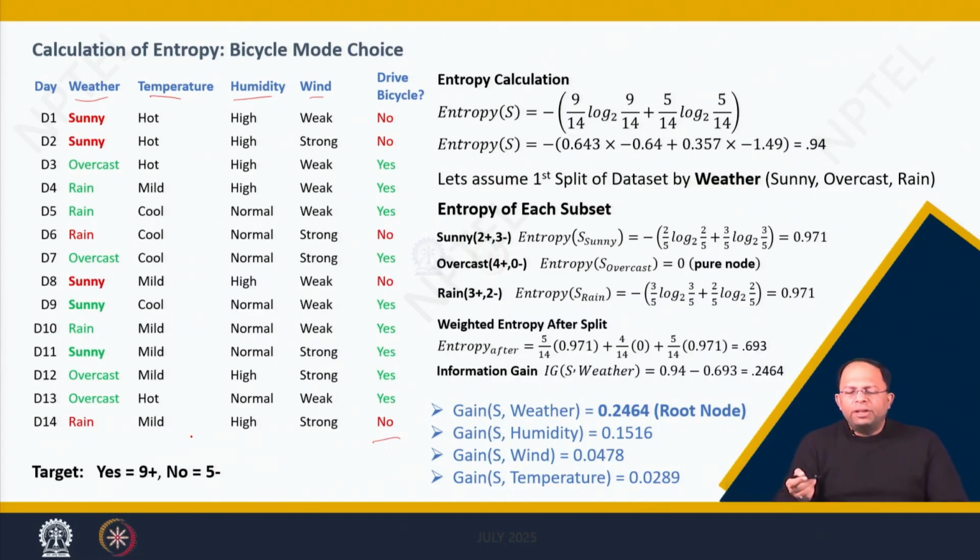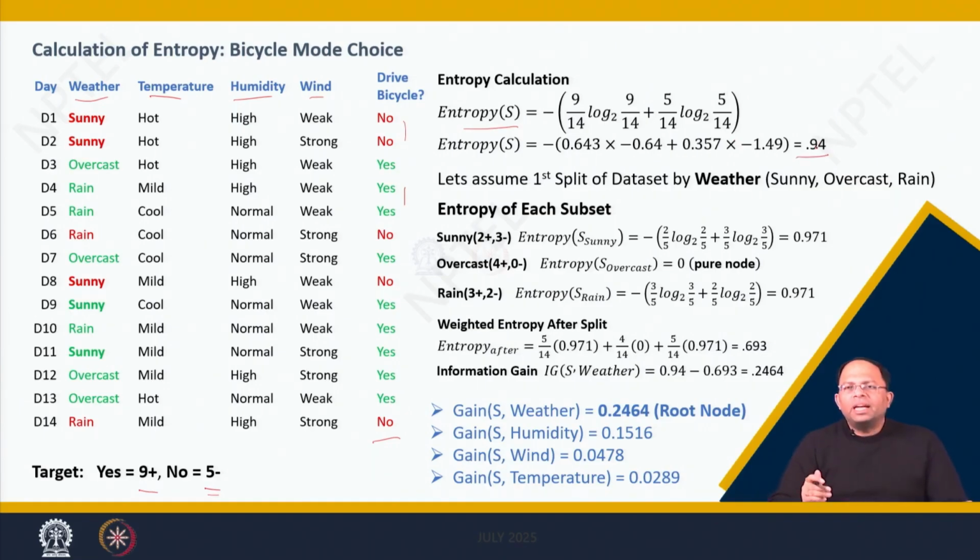As for the entropy calculation, entropy S, the entropy of the entire data set, is minus the summation of pi times log to the base 2 of pi, because there are two classes, no's and yeses. We take the summation over both. There are 9 yeses and 5 no's. So it is minus 9 by 14 times log to the base 2 of 9 by 14, minus 5 by 14, the no's, times log to the base 2 of 5 by 14. And this total comes to 0.94.